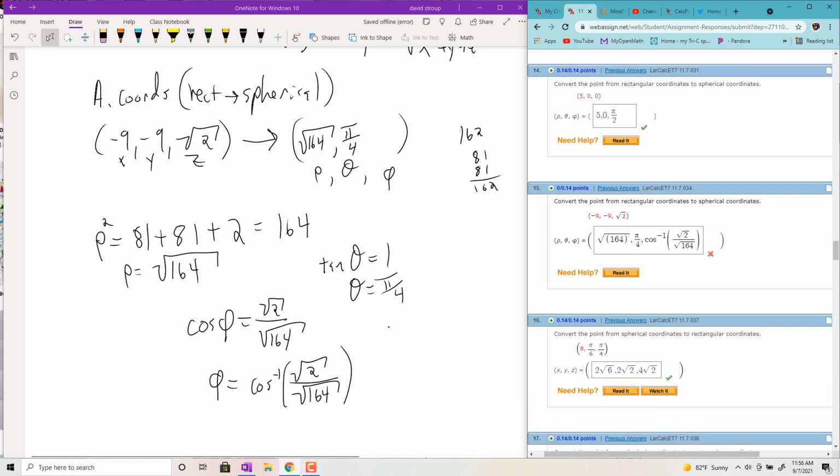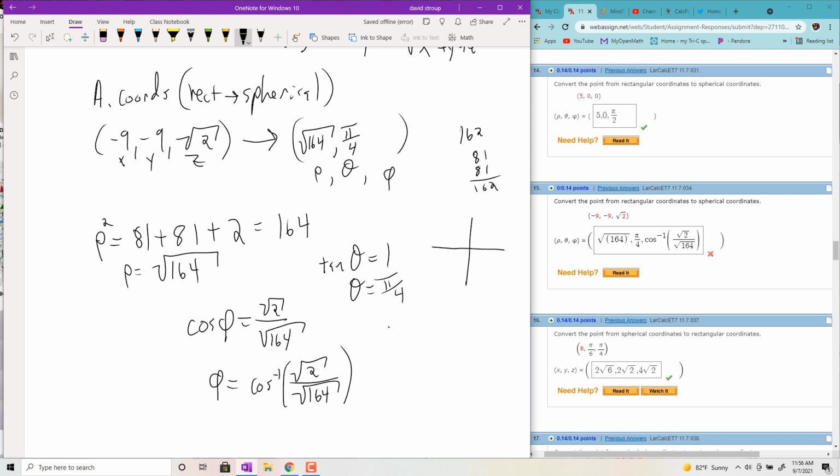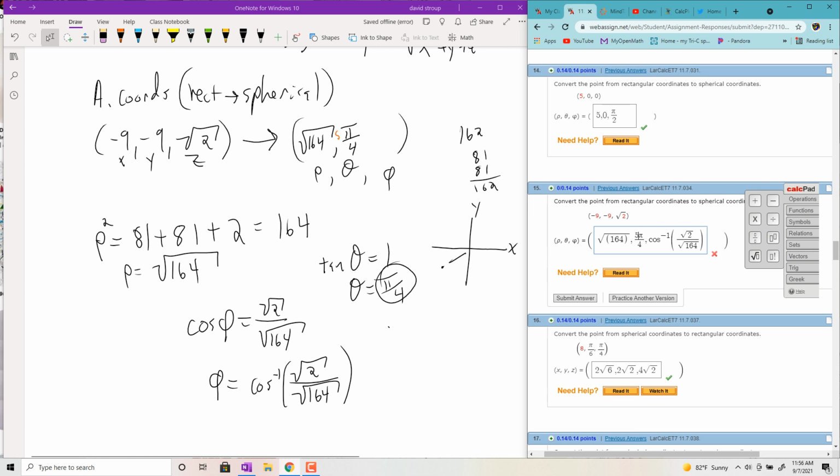Oh, I see what's wrong. I'm in the wrong quadrant. If you think about the x, y, and then -9, -9, you're over here. So this theta answer's wrong. You need to be at 5 pi over 4, and then that should do it. Drum roll.